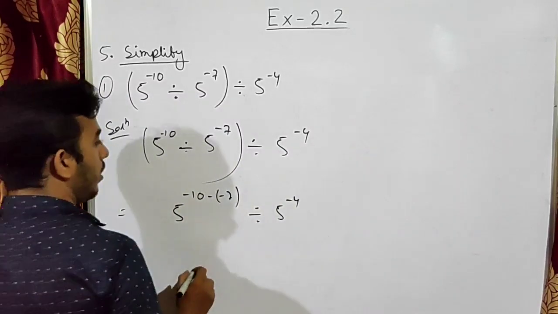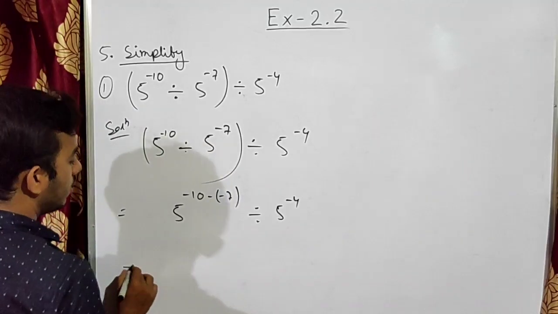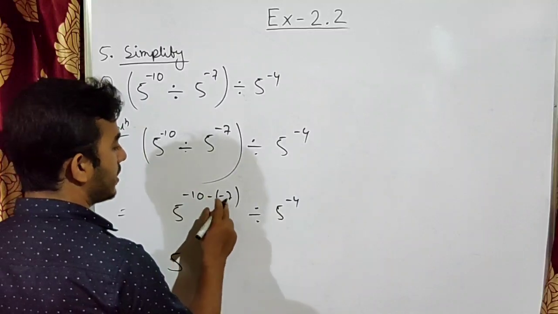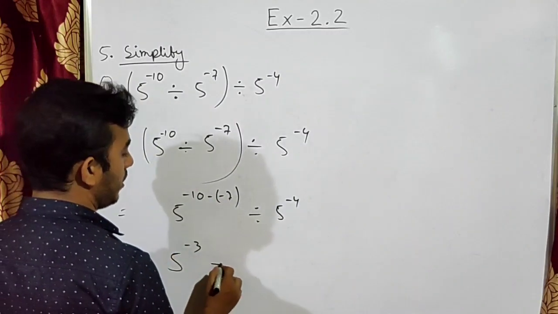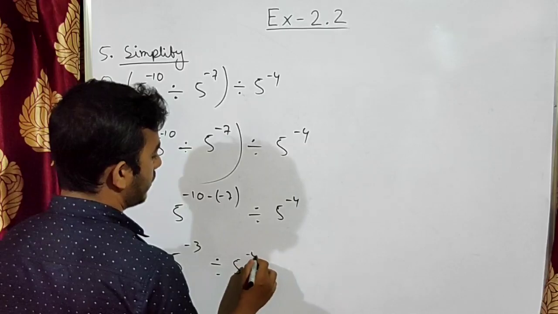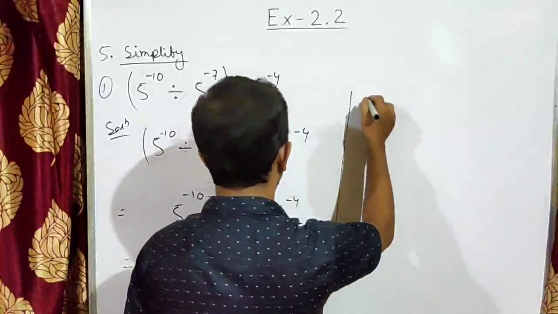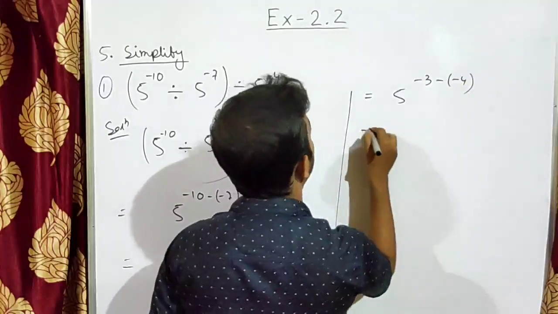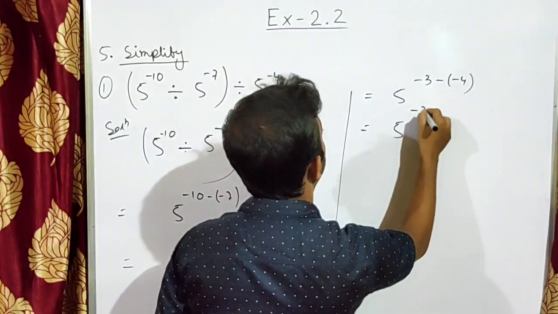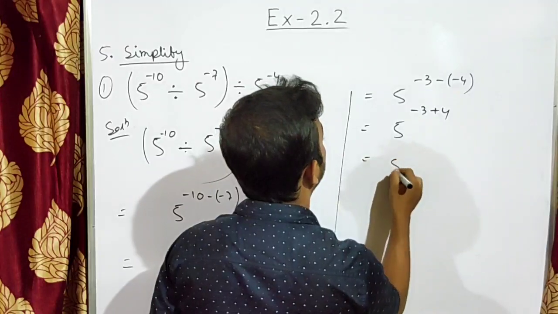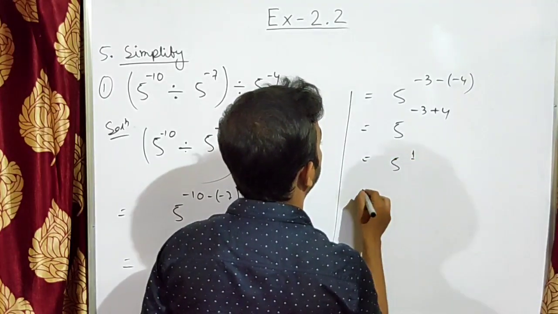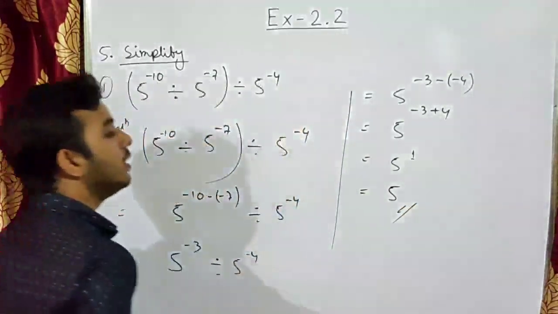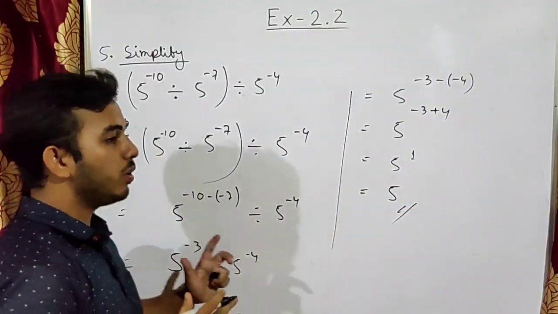Now look at the board. Minus 10 plus 7 is minus 3, so we have 5 to the power minus 3 divided by 5 to the power minus 4. So it will be 5 to the power minus 3 minus of minus 4, that is minus 3 plus 4. It will be 5 to the power 1, and 5 to the power 1 means 5. Clear? So this is how you can simplify.